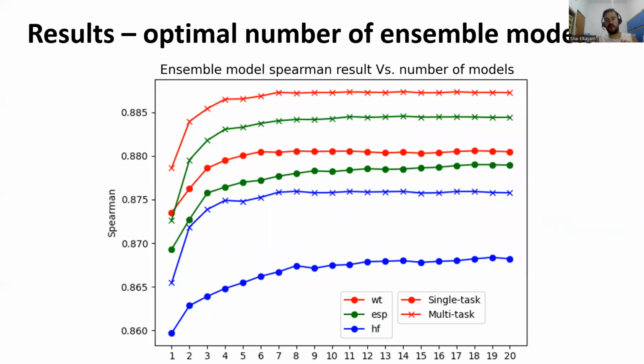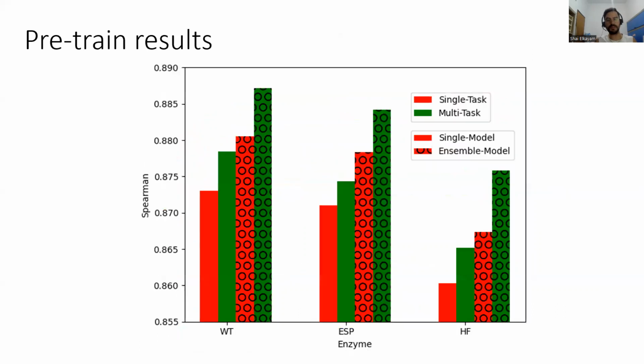We first searched for the optimal number of models in our ensemble model. The x-axis represents the number of models in our ensemble model, and the y-axis is the Spearman correlation of the prediction and the true label on each high throughput dataset. We can see that after about 10 models, we get convergence, and finally we chose 10 to be the number of models in our ensemble model. The prediction results were tested with a Spearman metric. We can see here the prediction results on each of the high throughput enzyme datasets and the improvement that was achieved using the multitask over the single task and by using the ensemble model over the single model.